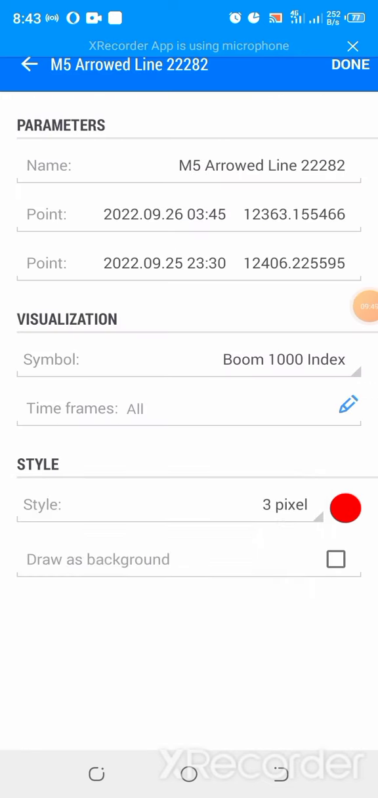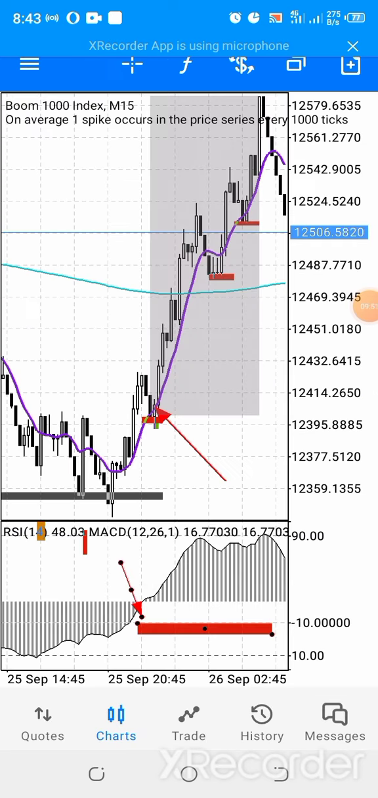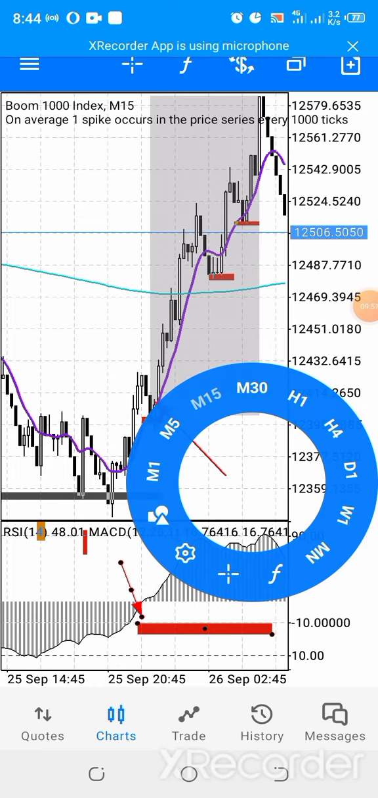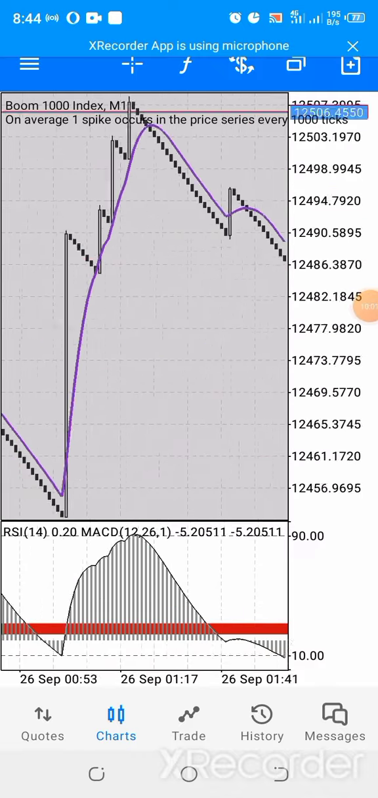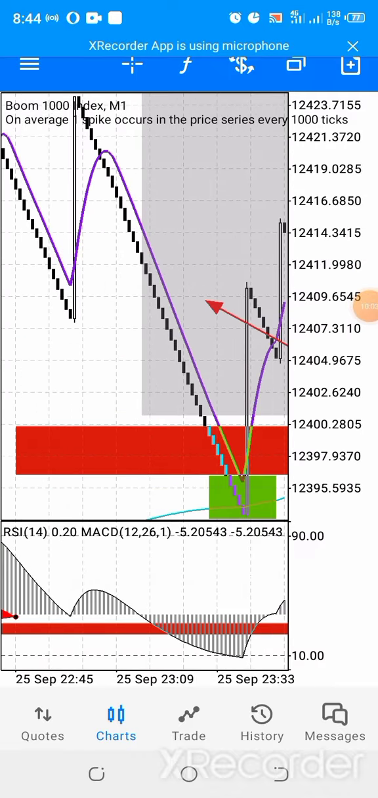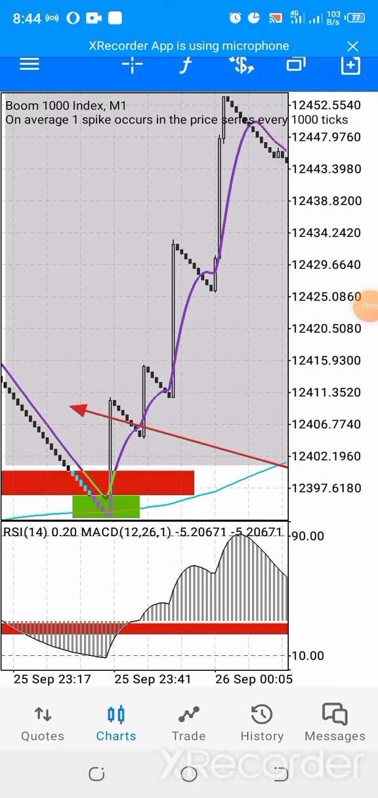Okay, so take note of this, guys. Now let's go to 1 minute. You will see all the catchings. Let's go down to the first. Look at it. See all the spikes, guys. This is beautiful. I mean, ignore the green. I'm going to do a video after this video to show you why I have that green here.